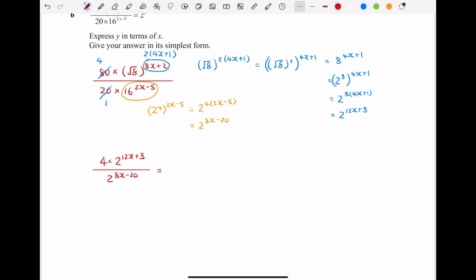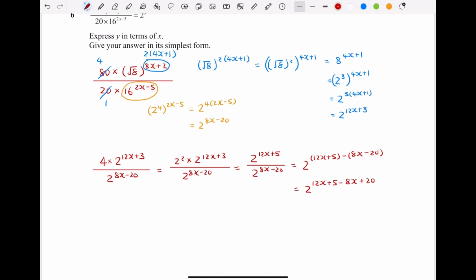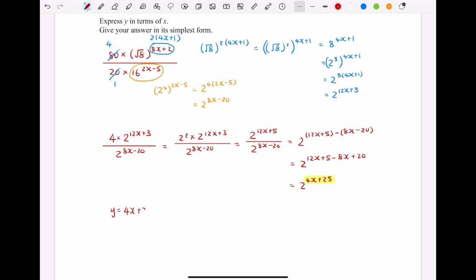Now 4 is 2 to the power of 2. With the same base, I can add the powers. So we have 2 to the power of 12x add 5 over 2 to the power of 8x subtract 20. Now if I have a to the x over a to the y, we will be able to do a to the power of x subtract y. Now here we have to be careful because we need to put the brackets around the powers. By expanding the brackets, we have 12x plus 5, subtract 8x, add 20. By simplifying our power, we will have 2 to the power of 4x add 25. And therefore, y is 4x plus 25.